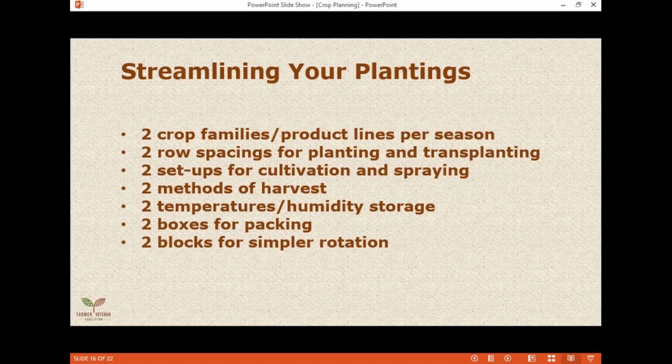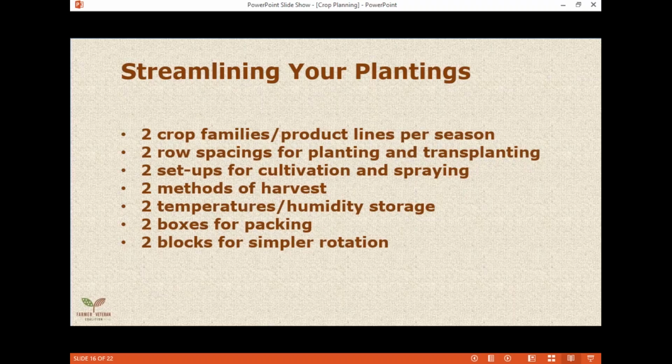You only have 2 ways to set up your cultivation in your spring. You're only dealing with 2 methods of harvest at a single time. You only have 2 temperatures and humidity that your product has to be stored at. That is really, really important, and really difficult when you have too many different crops.